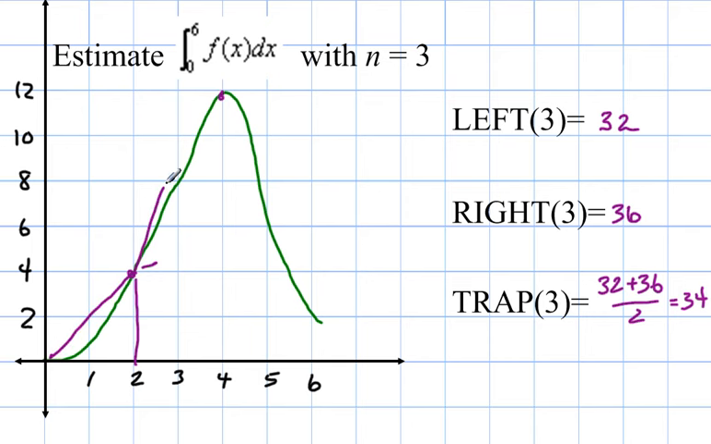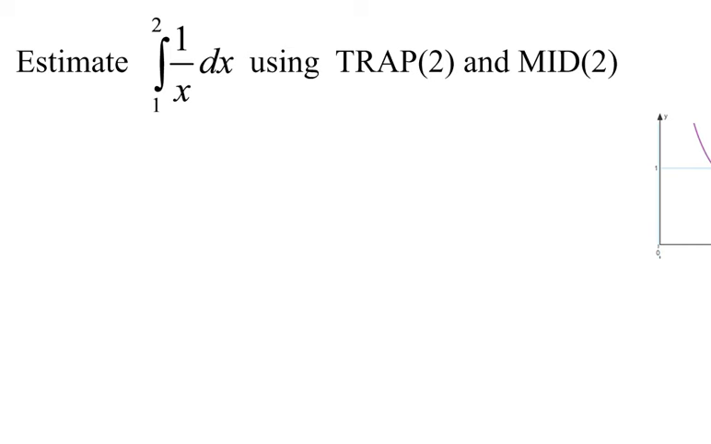Here's the next one. And then the last one. And we don't actually have to find the area of each trapezoid because we just proved that it's going to be the average of the left and right hand sums.